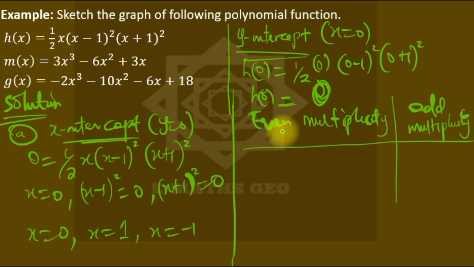Even means that it will touch. So look at the powers. You see that it will touch at the even multiplicities, at 1 and minus 1. So it will touch at 1 and minus 1, it won't cross. The odd one is at 0. So it will cross at 0, but it will touch at minus 1 and 1.